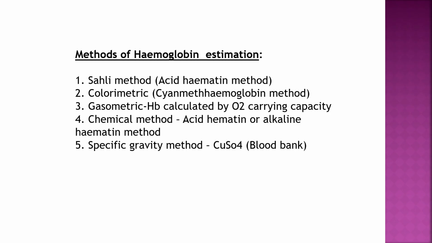Then it can be gasometric hemoglobin by calculation of oxygen carrying capacity, or chemical methods like acid hematin or alkaline hematin, and specific gravity method by use of copper sulfate. It is mainly used in blood bank for donor screening.